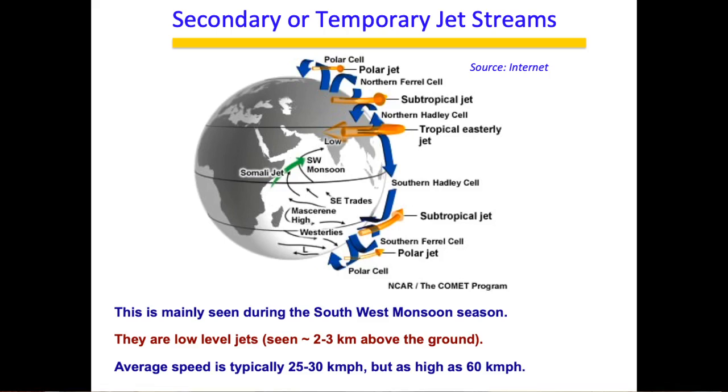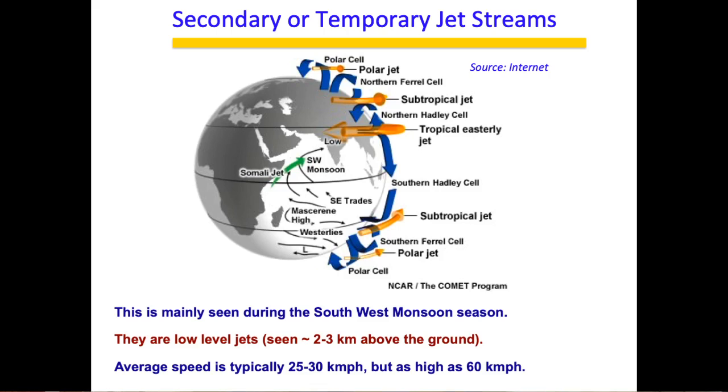Okay, but the Somali jet is a feature which only sustains for 4 months during the southwest monsoon, starting from June till September. That's why it is a temporary jet stream. But it is nevertheless a jet stream because it is again a narrow band of air, and it is very fast moving. Average speed of the Somali jet is around 25 to 30 kilometers per hour, and it can go as high as 60 kilometers per hour. The Somali jet is not as dominant as the polar or the subtropical jet, but nevertheless it plays an important role during the southwest monsoon.